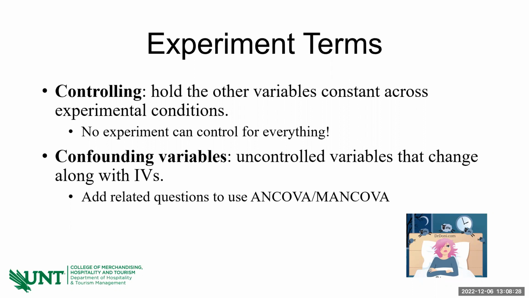So that comes to the next term, confounding variables. Confounding variables are uncontrolled variables that might cause your dependent variable to change. So you would add questions about things where you think, okay, I cannot control it, but I want to see if that affects my dependent variable.